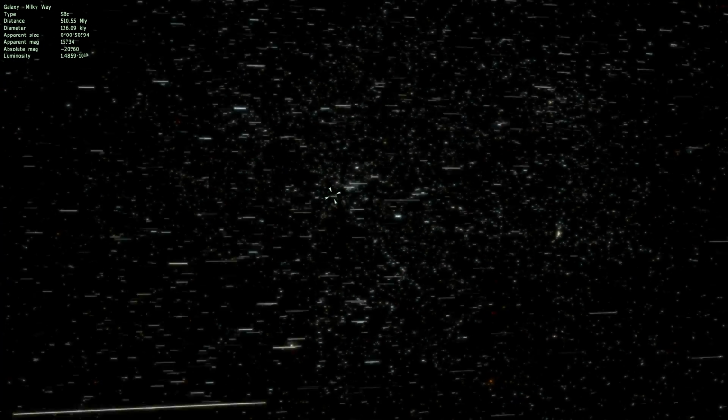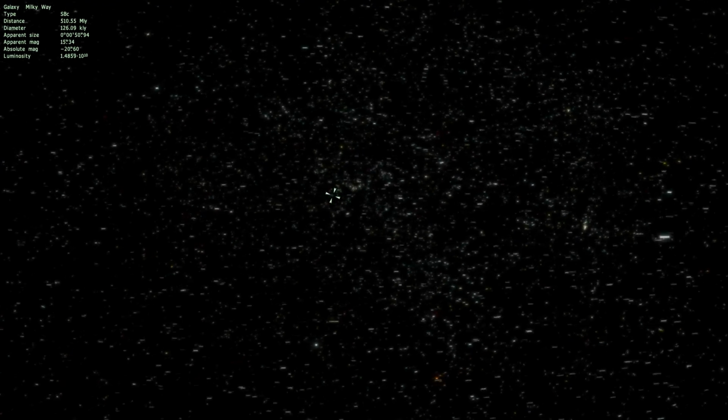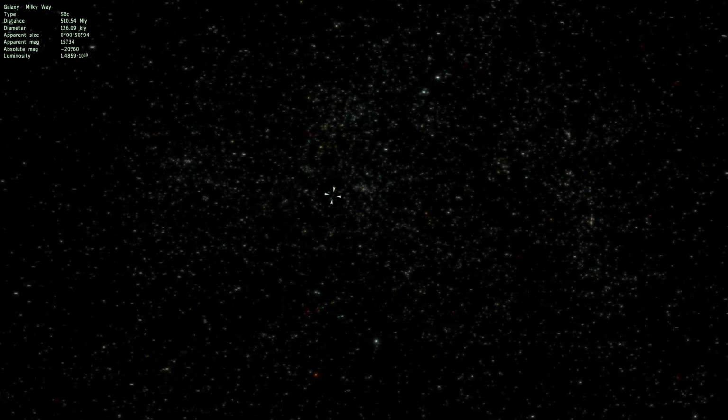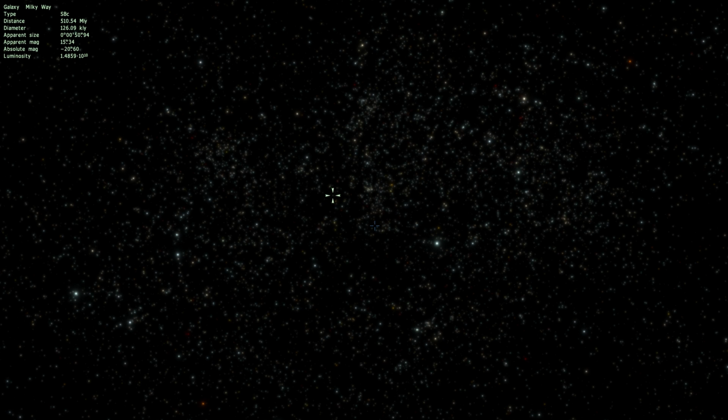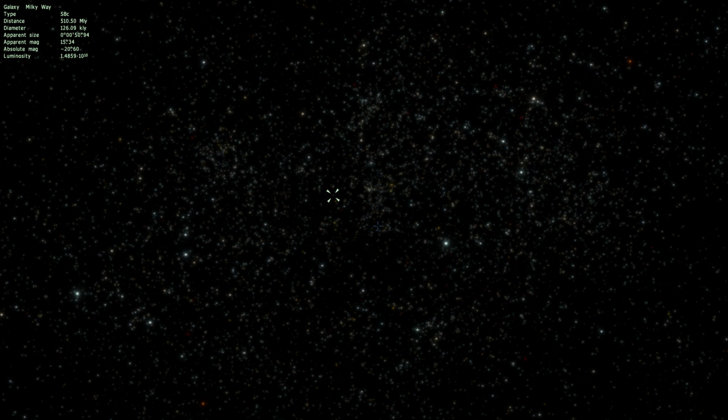Now, these superclusters are actually quite common in our universe. There's an estimated number of about 10 million of them. And the largest ones are absolutely huge. They're actually so big that it's even hard to demonstrate in Space Engine.